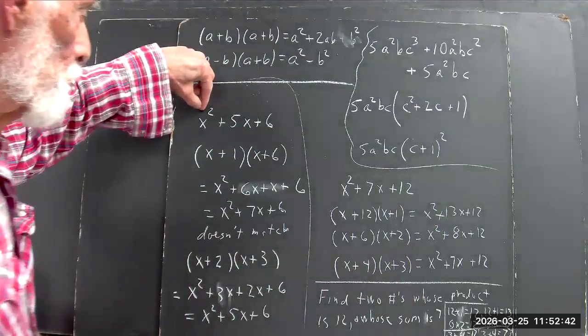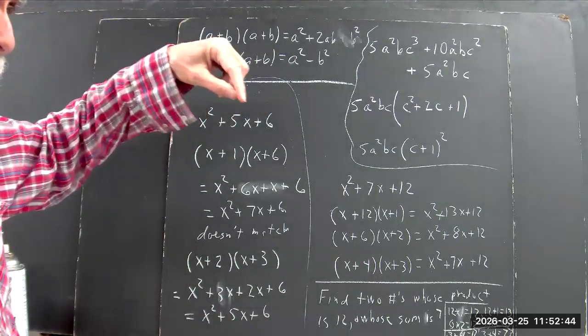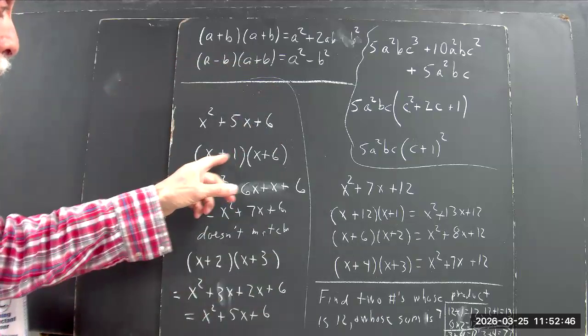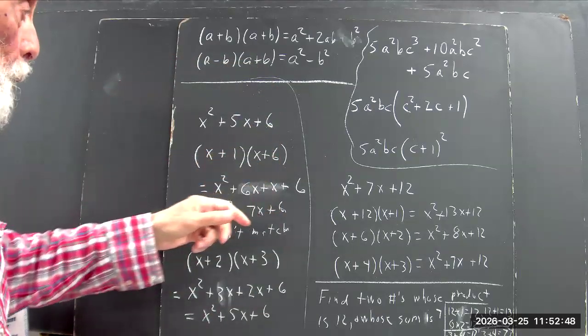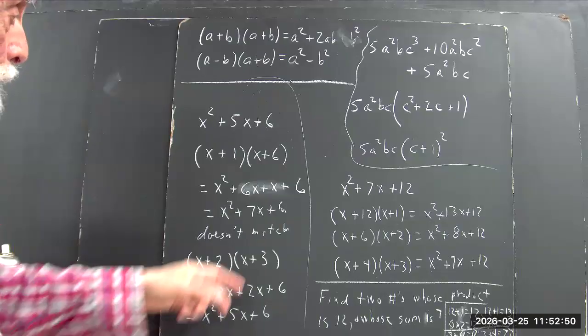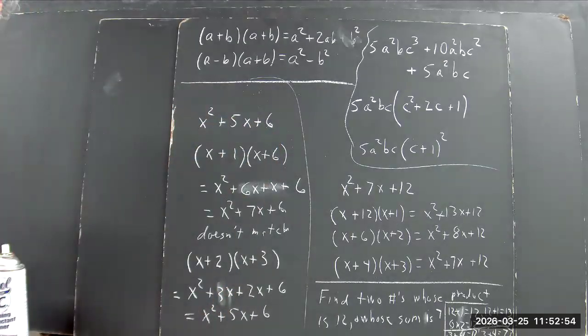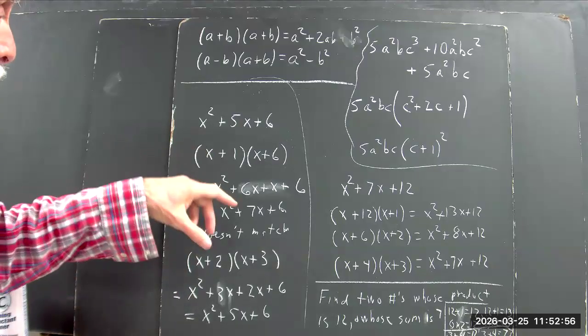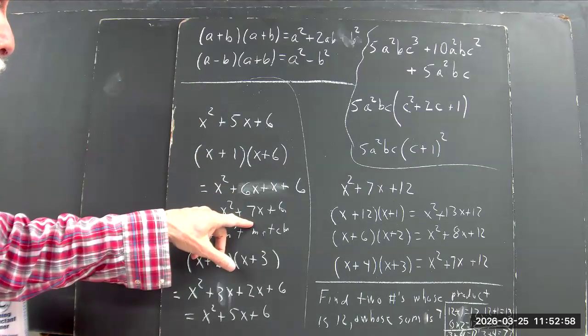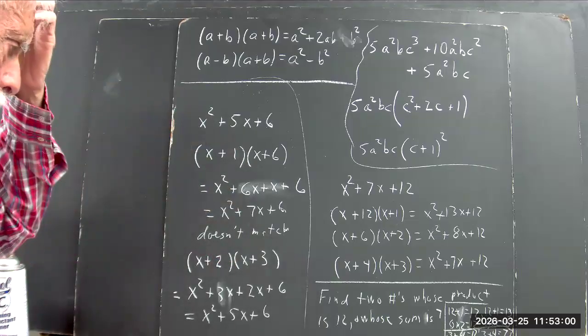Okay, if we go back to the first one, x squared plus 5x plus 6. Well, 1 times 6 is 6, but 1 plus 6, which corresponds to the 6x plus x that we got when we did the distributive law, gives us 7, so we're going to end up with 7x.